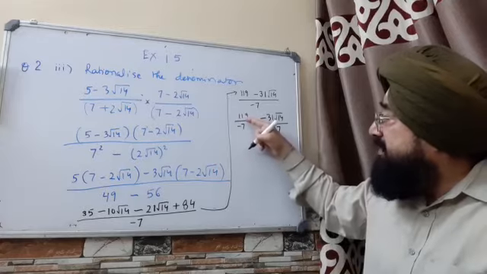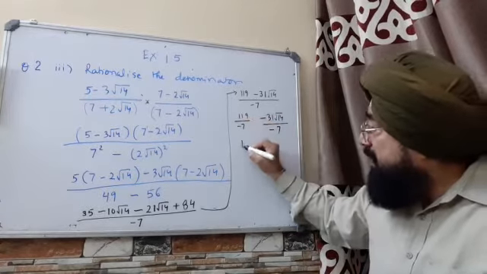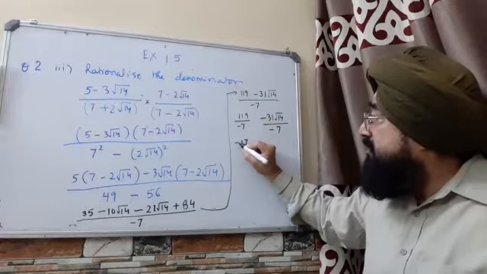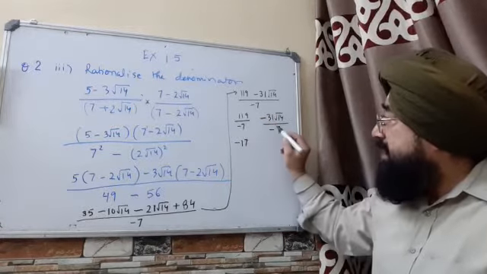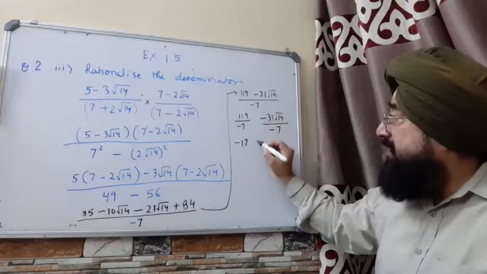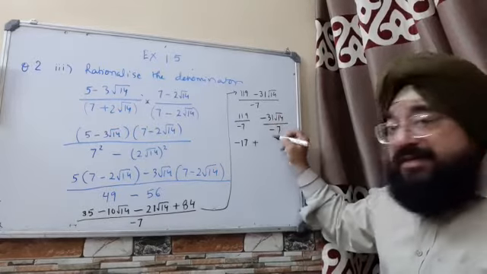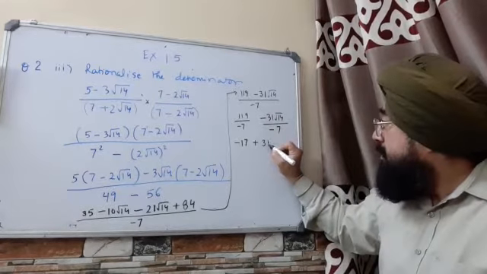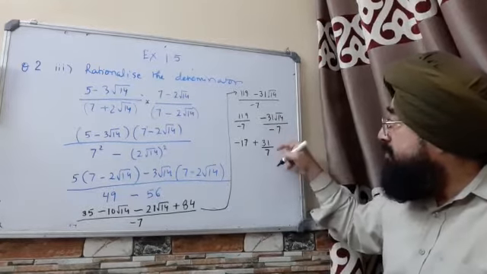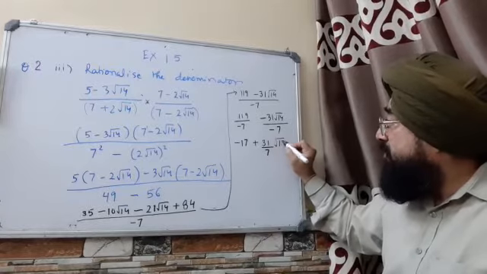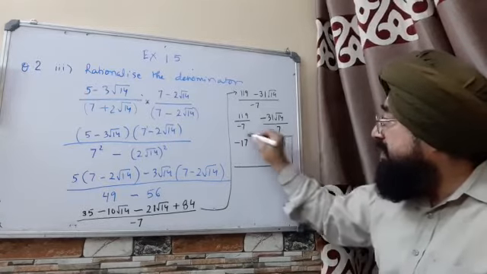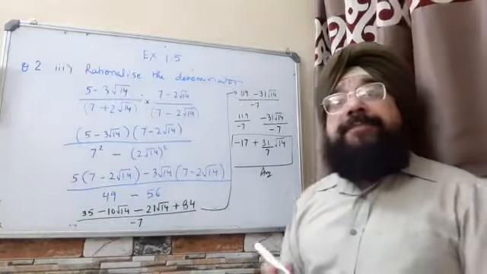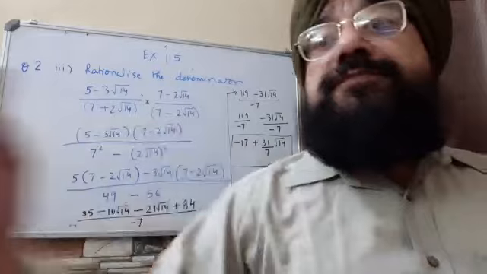Is it going by 7? 7 1s are 7 and 7 7s are 49, so minus 17. The minus and minus cancel, and you get a plus. 31 root 14 doesn't go by 7, so it remains 7 in the denominator: 31 root 14 over 7. So this becomes your answer. Is that clear to each of you? Yes, sir.